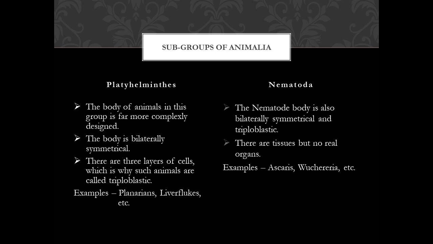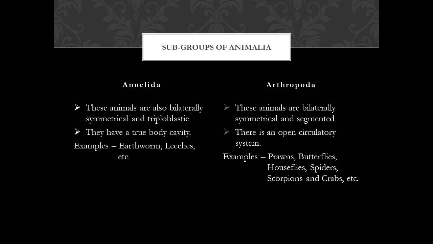Next is Nematoda. The nematode body is also bilaterally symmetrical and triploblastic. There are tissues but no real organs. Some examples are ascaris and Wuchereria. Next is Annelida. Annelid animals are also bilaterally symmetrical and triploblastic, but in addition, they have a true body cavity. Earthworms and leeches are familiar examples.